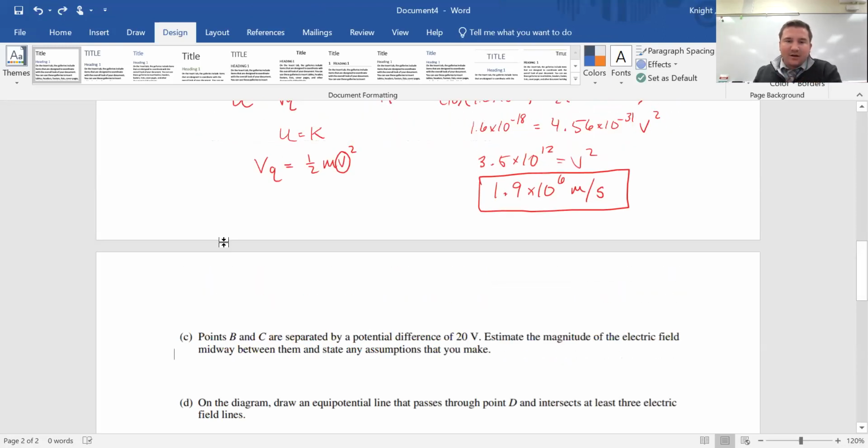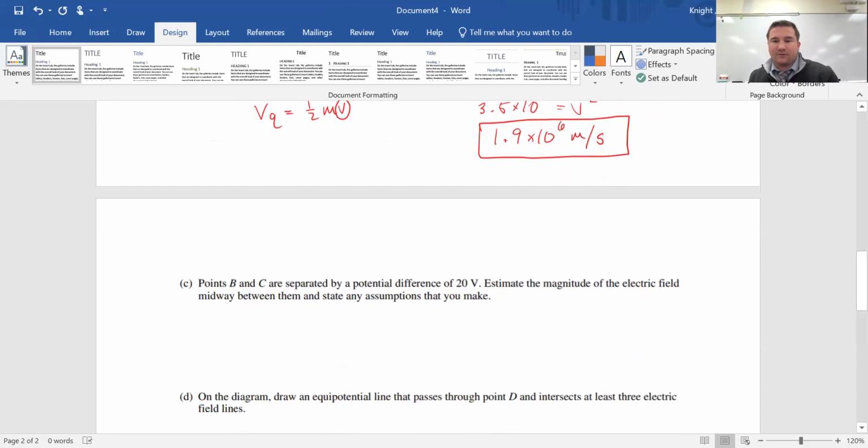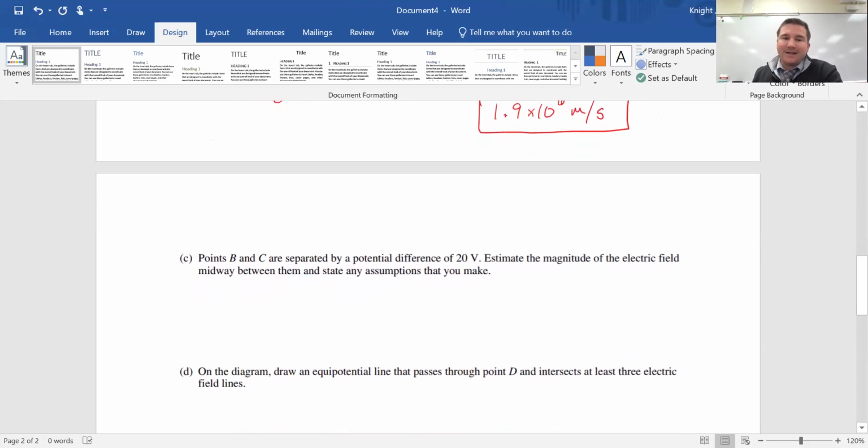Points B and C are separated by a potential difference of 20 volts. Make or estimate the magnitude of the electric field midway between them and state any assumptions that you make. So what do we want to do here? Electric field equals V over Q. Maybe. Or no, V over R. Electric field.